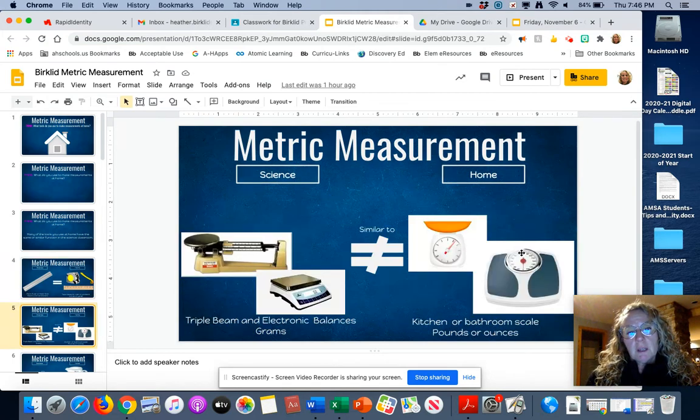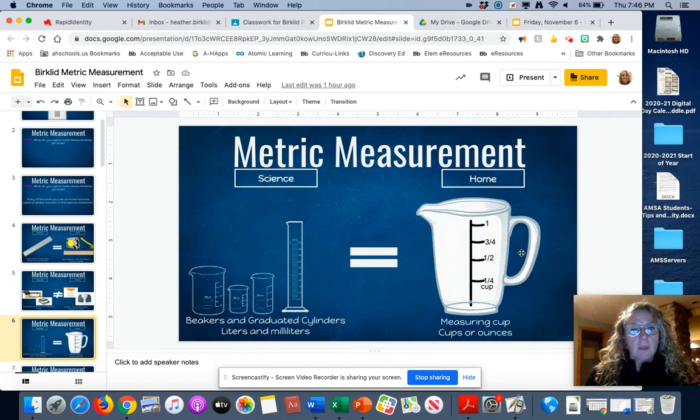If you were measuring mass, you use a balance, and at home you measure weight, which is a little different. It's not exactly the same, but you might use a kitchen scale or a bathroom scale. If you were measuring volume at school in science, we use beakers and graduated cylinders, which measure in liters and milliliters. Think of liters like 2 liters of pop. At home, you might use a measuring cup, which measures in cups and ounces, for a recipe or something else you are doing at home.